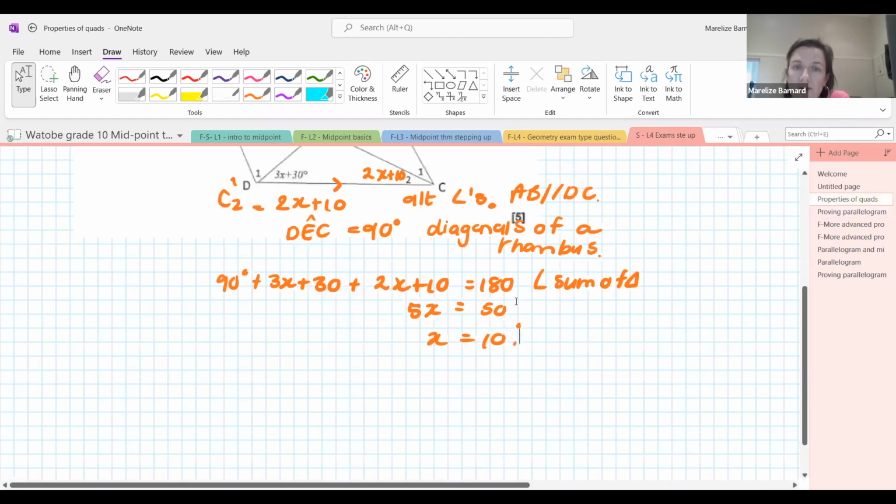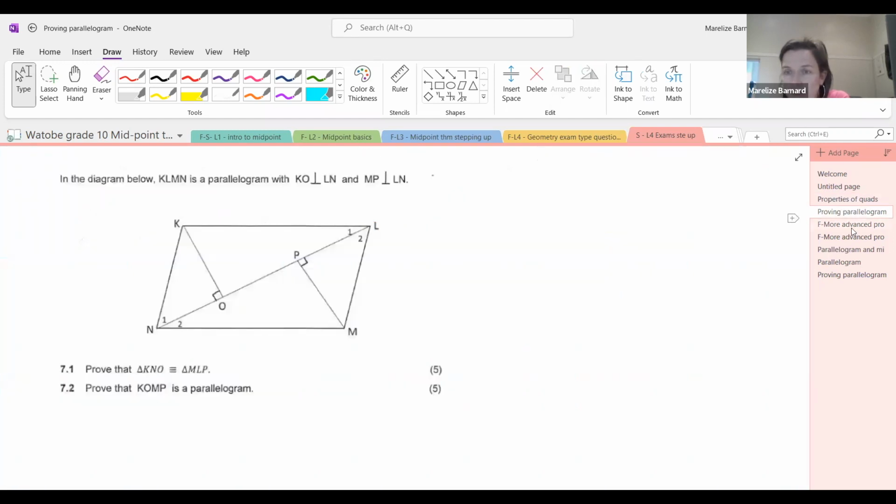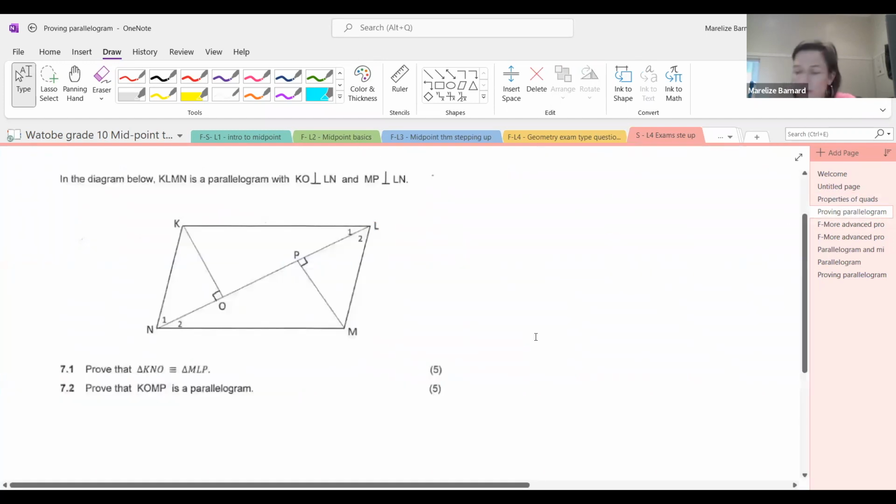The 50 degrees comes from going 180 minus 90 minus 30 minus 10 to get the x by itself. That's where the 50 comes from. Okay, back to this question.